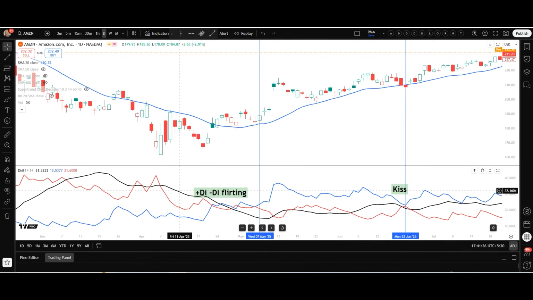Watch the chart of Amazon at around this level. It seems every other day the plus DI and minus DI are crossing each other. ADX is falling downwards and may have even moved below 20. It stayed well within the 20 zone and then made a kiss-like formation, about to cross over, and then it moved up. Let's check one by one.